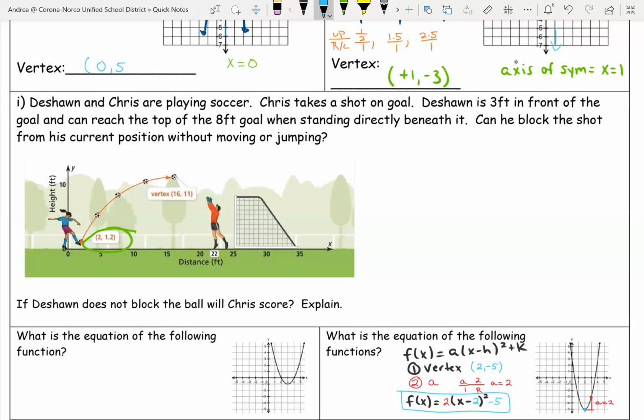They've given us some key ideas. Deshaun and Chris are playing soccer. Chris takes a shot on goal. Deshaun is 3 feet in front of the goal. So the goal is at 25, and 3 feet in front is at 22. He can reach the top of the 8-foot goal when standing directly beneath it. So how tall is he when he reaches his hand up? 8 feet. When standing directly beneath it, can he block the shot from his current position without moving or jumping? So if he just reaches his hands up, can he block the shot?